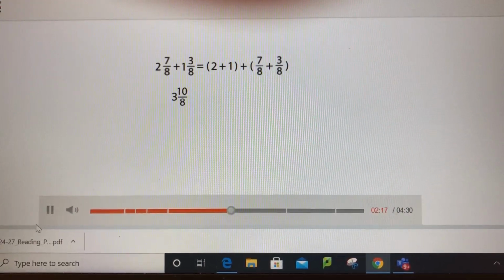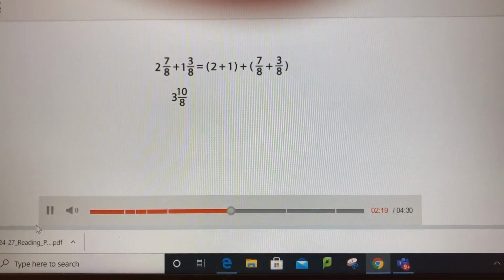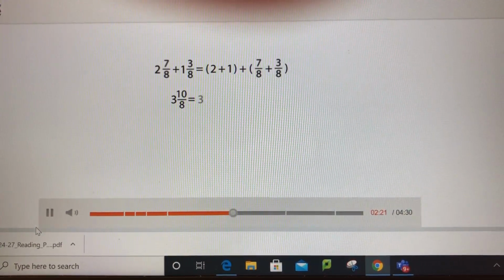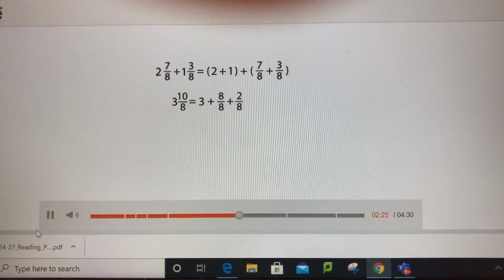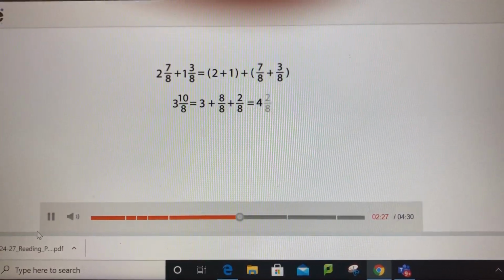Write the fraction as a mixed number. 3 and 10/8 equals 3 plus 8/8 plus 2/8. That equals 4 and 2/8.